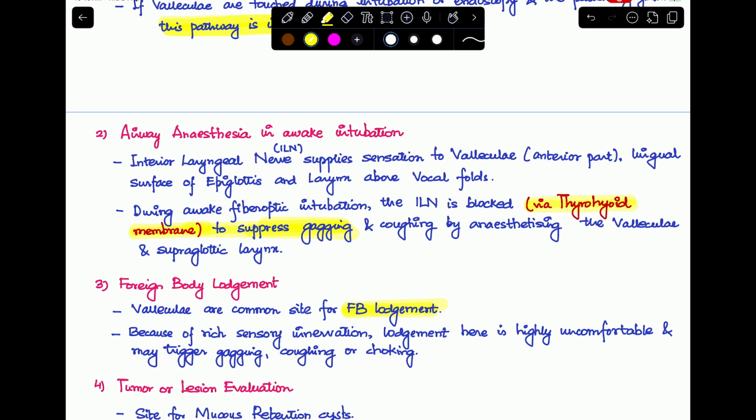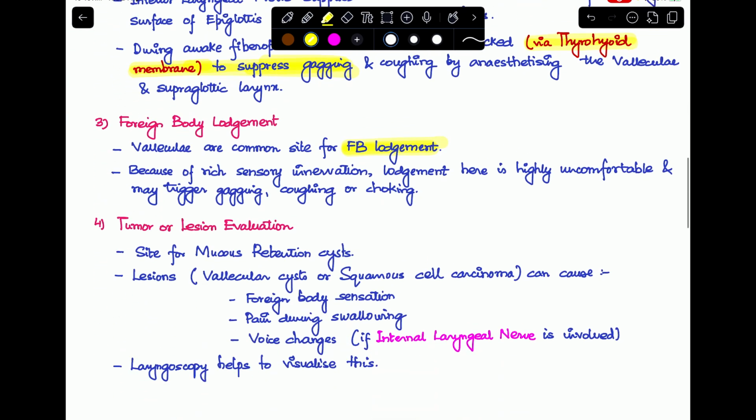And lastly, this area is also a very common site for the development of mucus retention cysts. And when there is a lesion which involves this area, which can be a vallecular cyst or squamous cell carcinoma, the patient usually presents with foreign body sensation, pain during swallowing or odynophagia, and changes in the voice if the internal laryngeal nerve gets involved. Direct or indirect laryngoscopy can help in visualizing this.